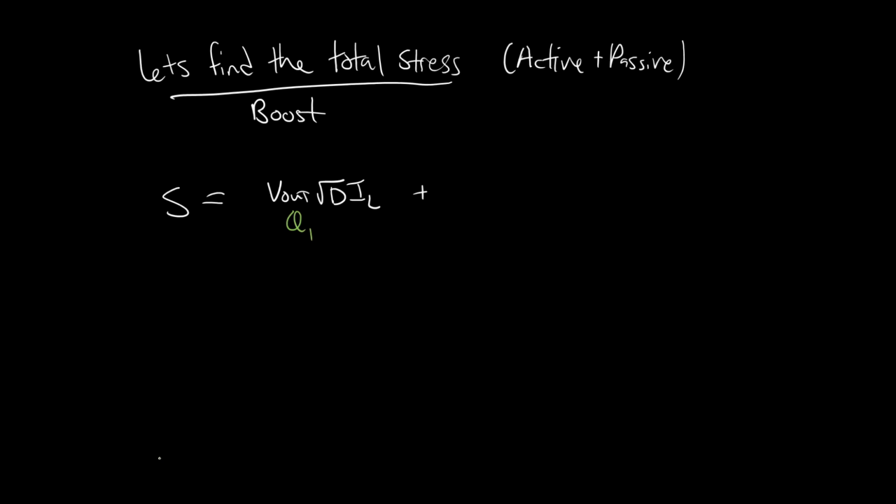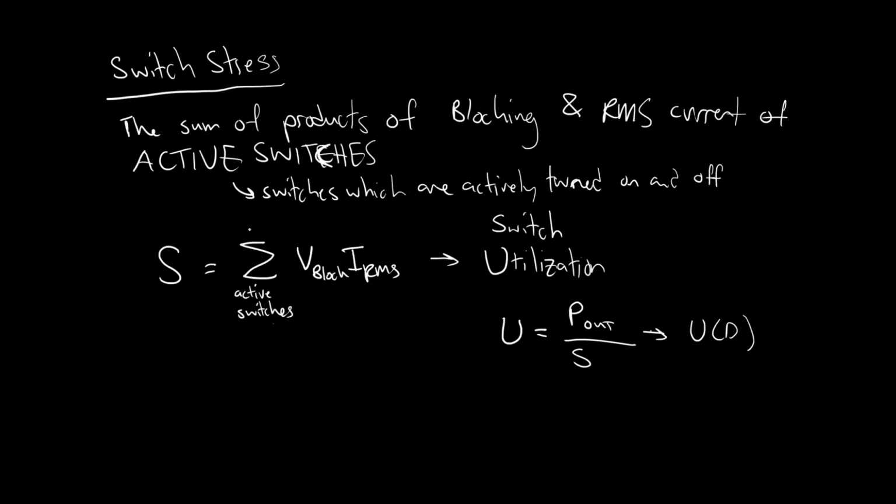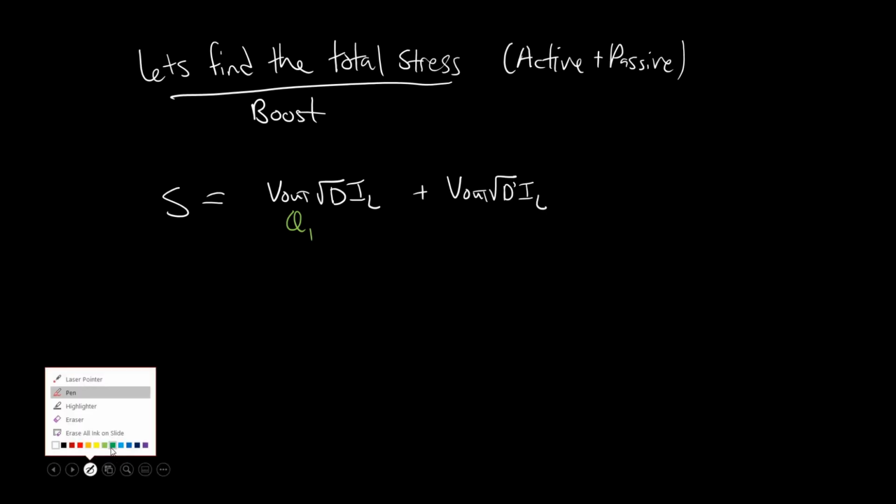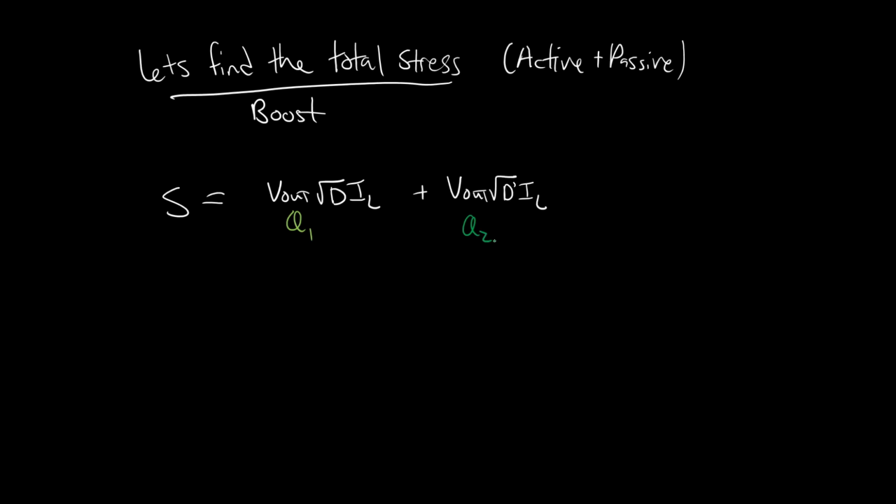So this is for Q1. And then for Q2, we have V out and root D prime times IL. And we're just taking the absolute value because if it blocks a negative voltage, that's still some stress that it undergoes. The negative doesn't really counteract anything. It's just the direction. Right, so this would be the stress, and you can see that it's related to the output voltage and the inductor current, so it's kind of hard to compare to other things.